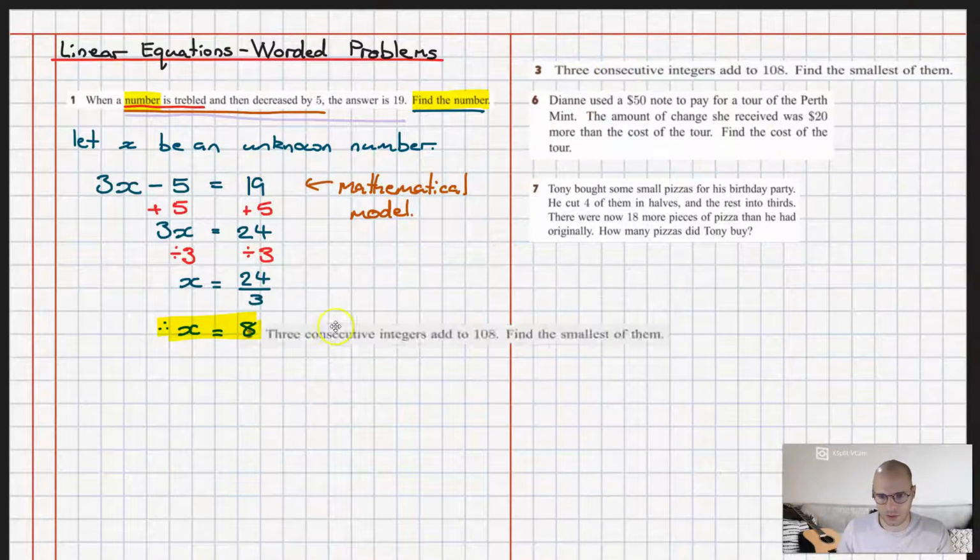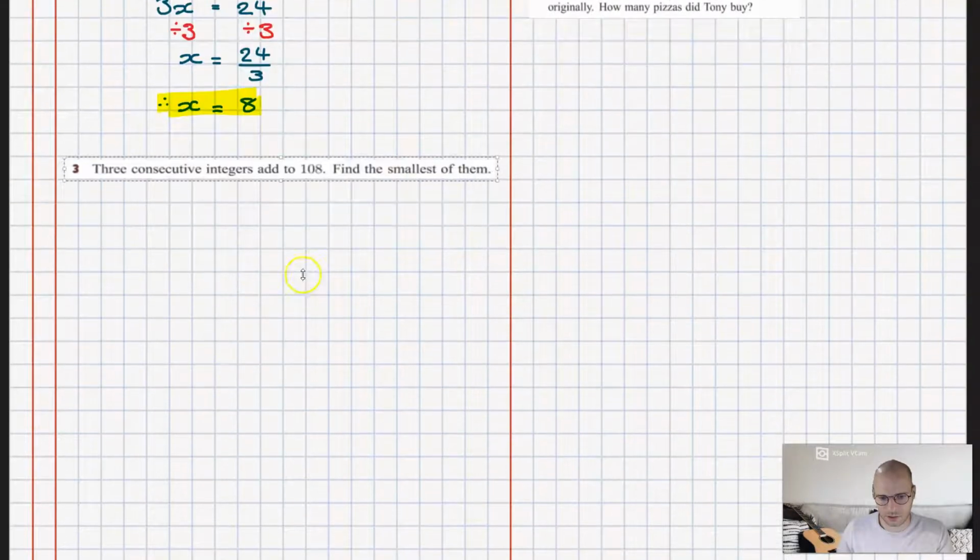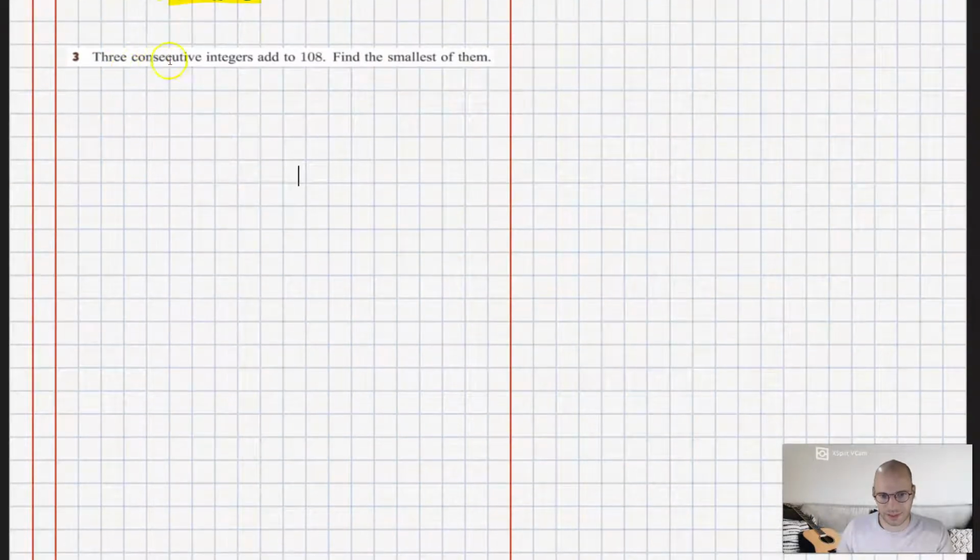Let's move on to a slightly different question. We have: 3 consecutive integers add to 108. Find the smallest of them.